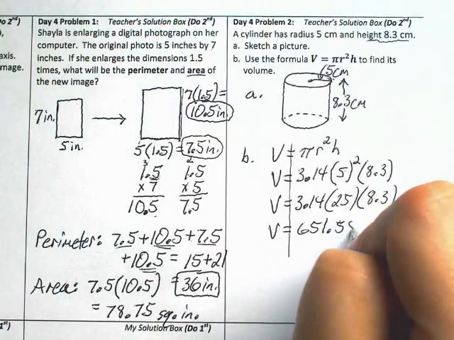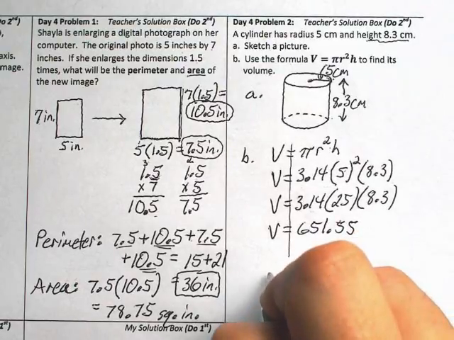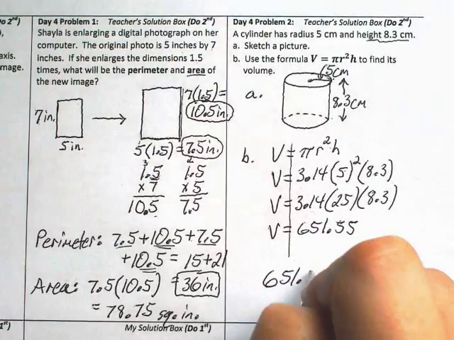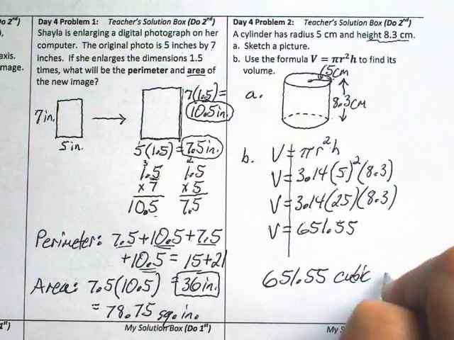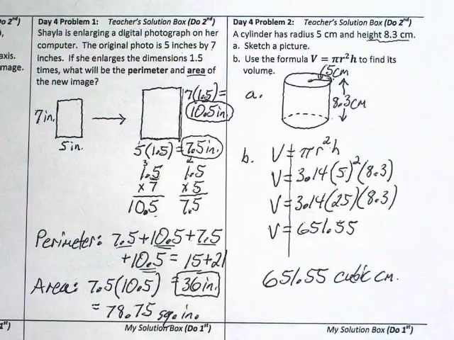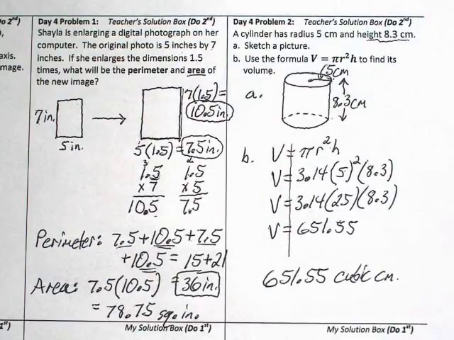So going back to the warm-up, when multiplying all 3 numbers together, we figured out it was 651.55. And we were asked to find the volume, and so we have discovered that the volume is 651.55 cubic centimeters. That is how much space is inside that 3-dimensional object called a cylinder.